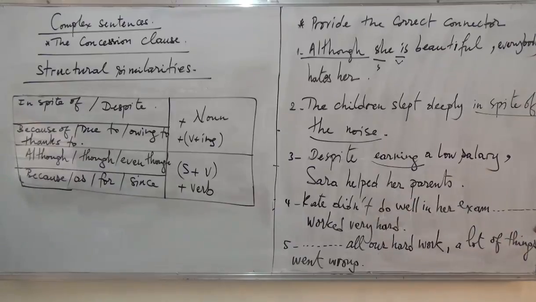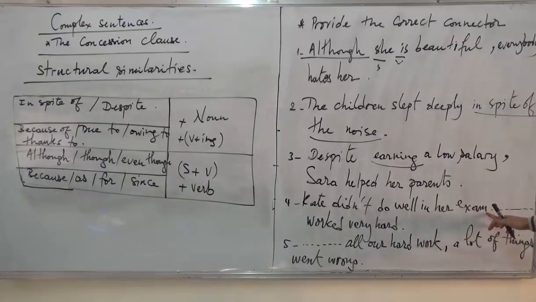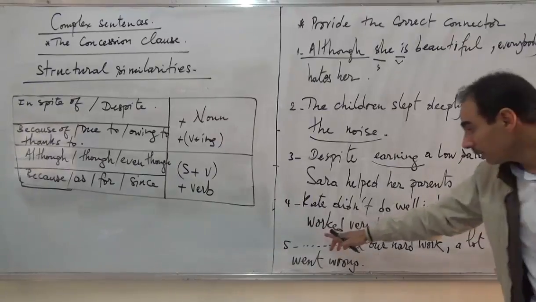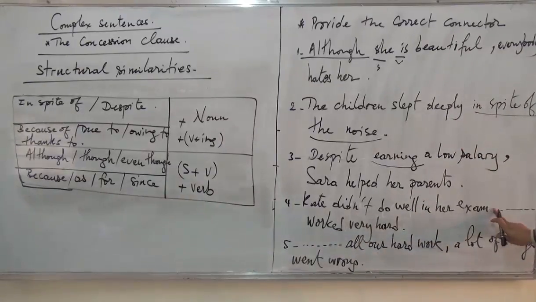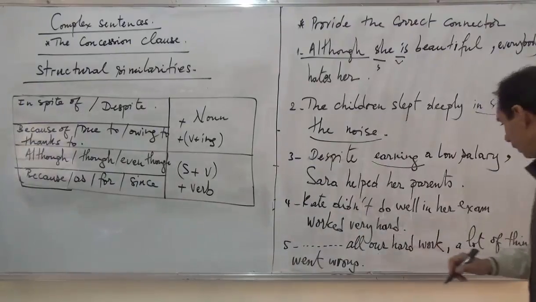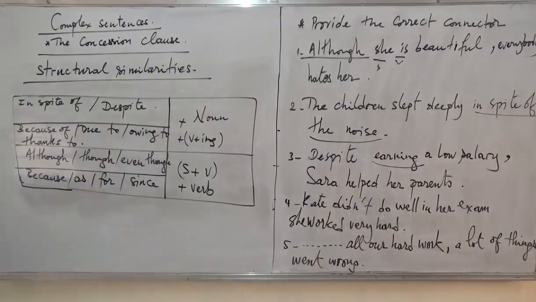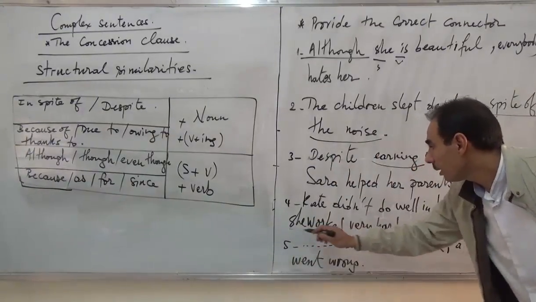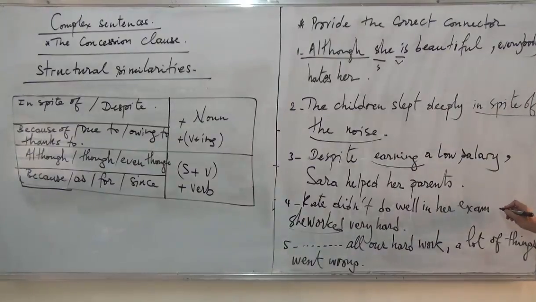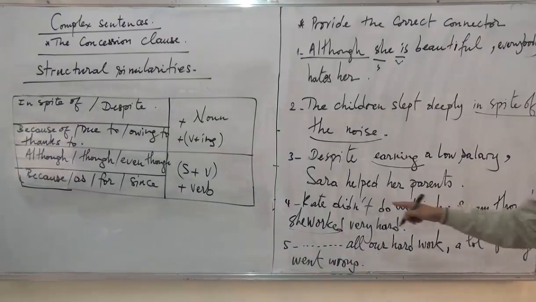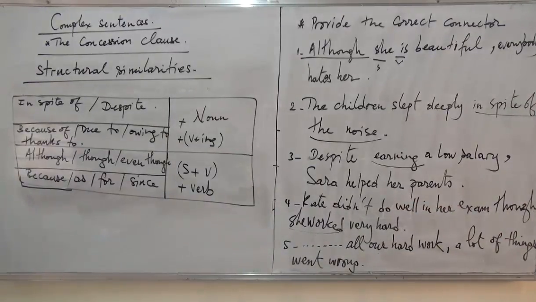Kate didn't do well in her exam. She got bad marks. However, she worked very hard. Sorry, we have a mistake here. She worked very hard. So here we have subject and verb, so we use, for example, Kate didn't do well in her exam, though she worked very hard. And we can, of course, say, though she worked very hard, Kate didn't do well in her exam.